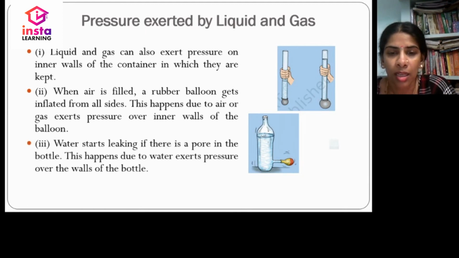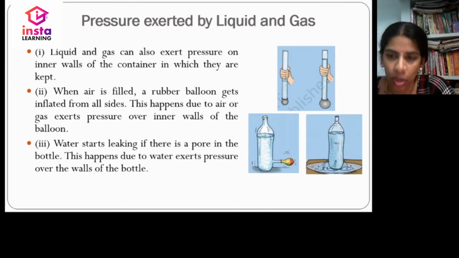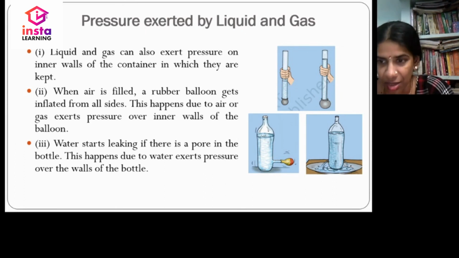Water starts leaking if there is a pore in the bottle. This happens because the water exerts pressure over the wall of the bottle. So we can say that liquids and gases exert pressure on the inner walls of the container, which you can see when a rubber balloon gets inflated from all sides. When water begins to leak through the pore, we can say water exerts pressure over the walls of the bottle.